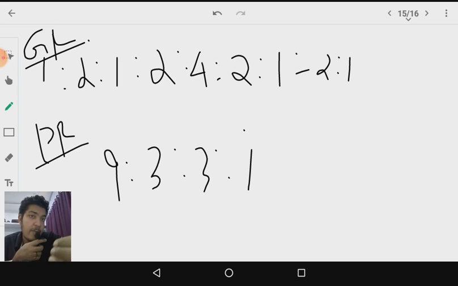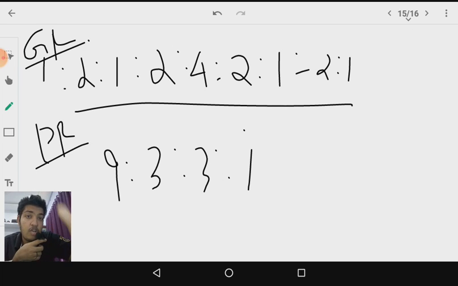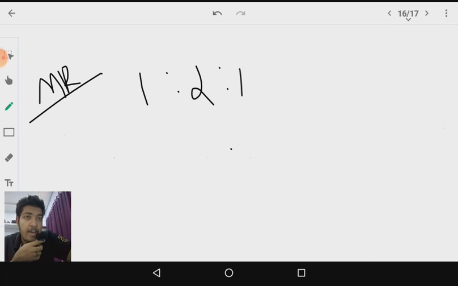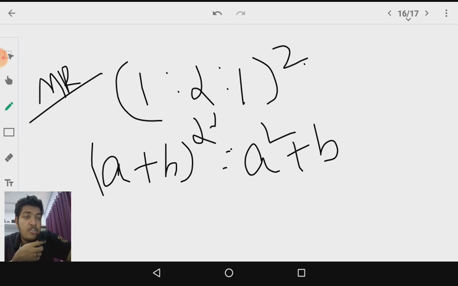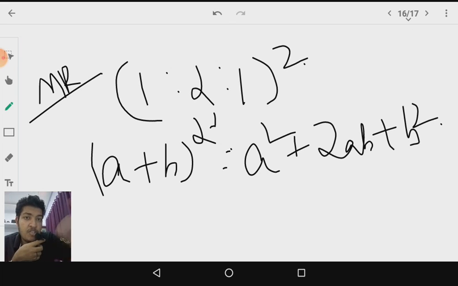So now you will be wondering, how can I remember this long ratio? It is very simple. We have seen that in monohybrid the ratio was 1 is to 2 is to 1. I am just taking the square of this. We know that (a plus b) the whole square is equal to a square plus b square plus 2ab, or it is a square plus 2ab plus b square, right? So here also I'm using the same thing.